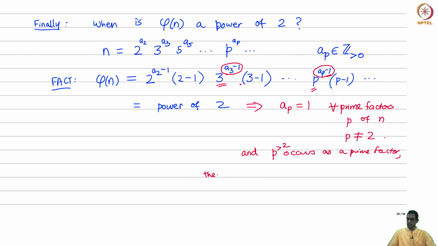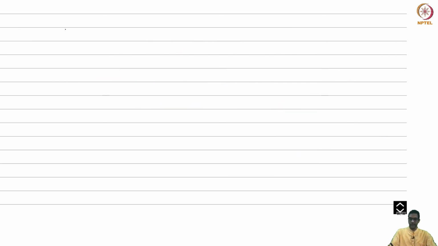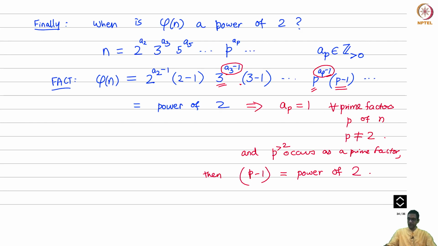then what more do you want? You also want P minus 1 to be a power of 2, because that's the other term which occurs in the formula for phi n. So that's already very, very restrictive. So what does this mean? We have concluded, and observe, this is if and only if. If these conditions all hold, then definitely phi n is a power of 2, because we have taken care of both the kinds of terms which can appear.